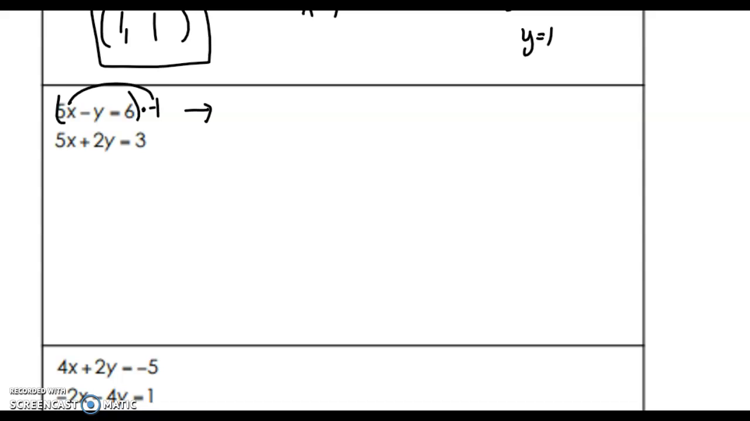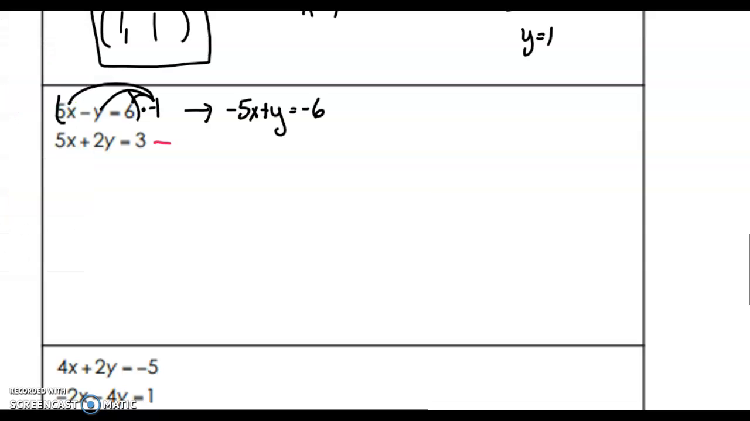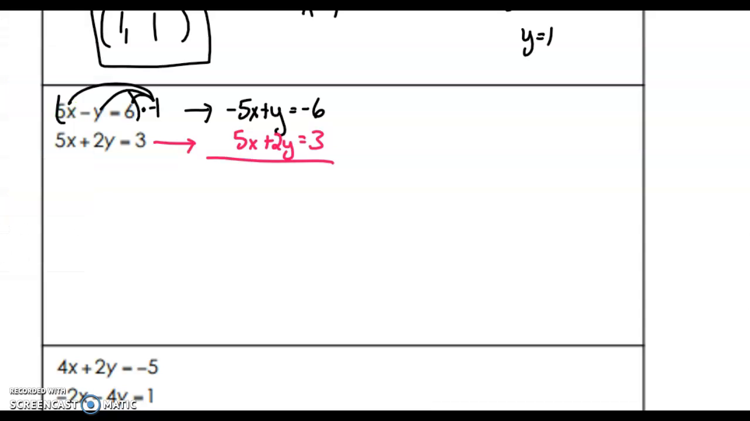All right, so that gets us negative 5x. Negative y times negative 1 is positive y, and then equals negative 6. Okay, so then on the bottom equation, let's just go ahead and rewrite it. We have 5x plus 2y equals 3. Okay, so look at the x's. The x's are ready to eliminate because you have negative 5x plus 5x. That's 0. So that's our goal, is always to eliminate one of the variables. Then we find out what the other variable is.